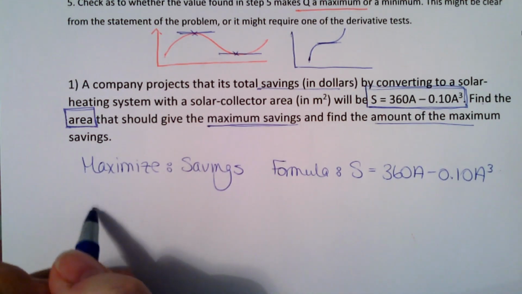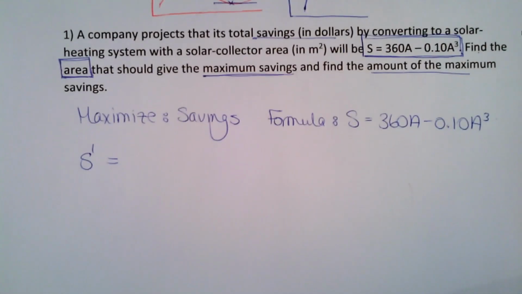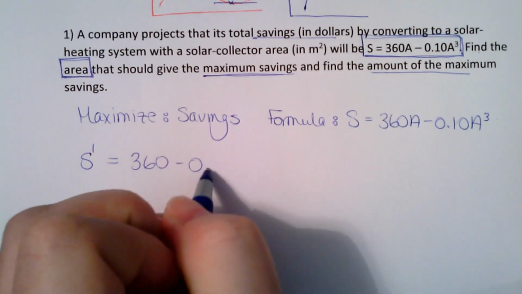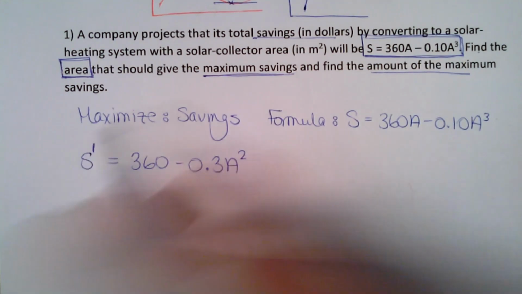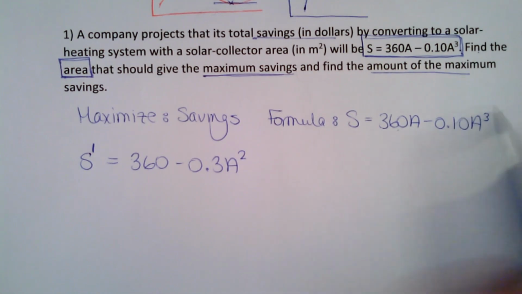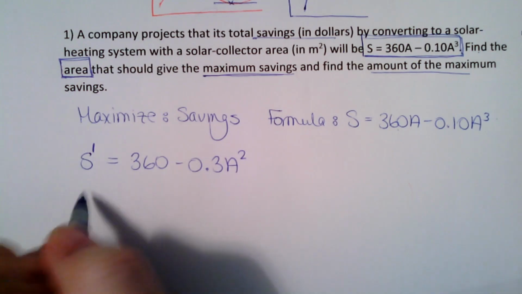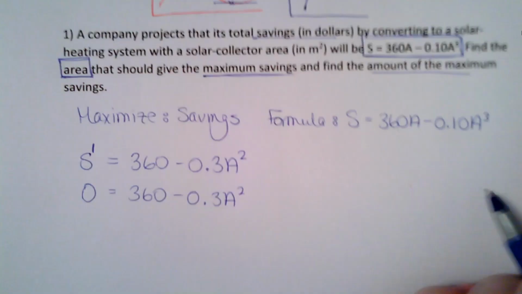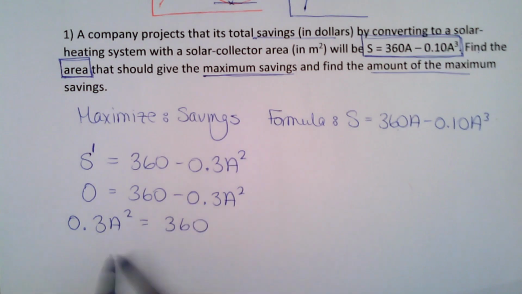Okay. Third step says find the derivative. So let's go ahead. The derivative is 360 minus 0.3 A squared. All right, that's not too bad of a derivative to take. So just a quick double check. Yeah, looks good. Step 4: set the derivative equal to 0. All right. And solve. So I'm going to solve for A.